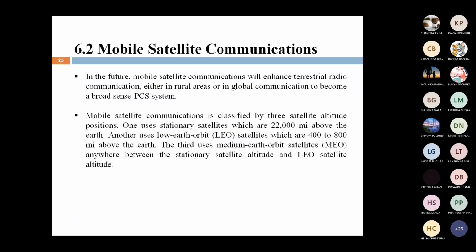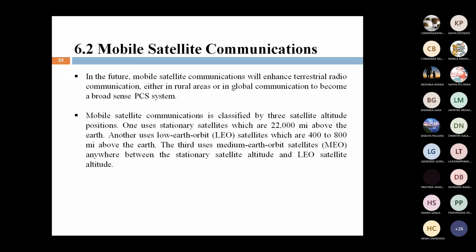The next one is mobile satellite communication. In future, mobile satellite communications will be used especially for rural areas. For this purpose, we use 3 satellite altitude positions. One is stationary satellites, which are 22,000 miles above the Earth. The second is low Earth orbit (LEO), used from 400 to 800 miles above the Earth, and medium Earth orbit satellites (MEOs), anywhere in between stationary satellites and LEO satellites.